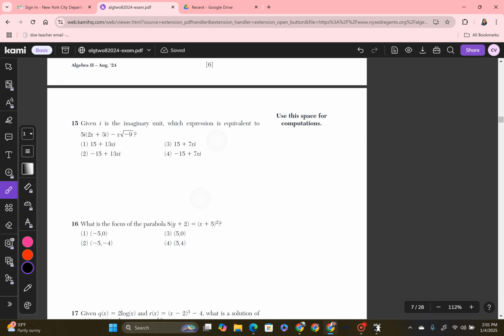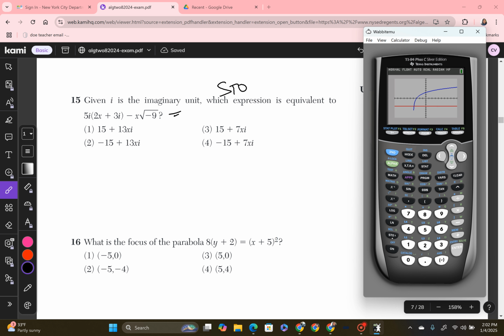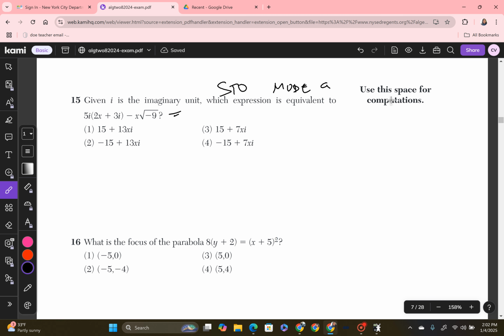Cool. Question number 15. You can do this with the store button. Store number, put this in. Before you put this in though, if you're going to use the calculator, your mode has to be in, I'm going to go down, do you see how it says a plus bi? Because you have an imaginary or an i, you have to put your mode like that if you're going to use the store button. Otherwise, it's going to give you an error. So put your mode, I'm going to make sure we write a note: put your mode in a plus bi form if you're using imaginary numbers at all. But you could plug this into the calculator, get an answer, and then see which one matches.